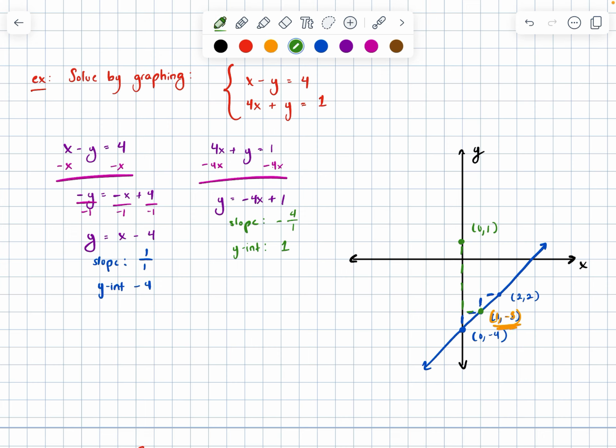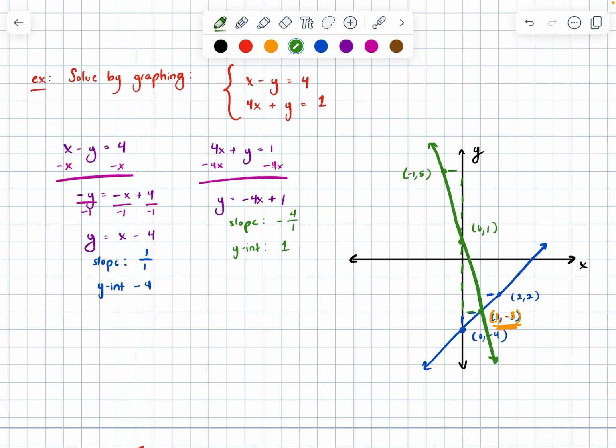Let me find one more point for good measure on my graph. Say that I go up 4 this time, 1, 2, 3, 4, and over to the left 1. I should have another point right over here at negative 1, comma 5. Connecting my 3 points with a line, we're going to pretend that this line is straight and perfect.